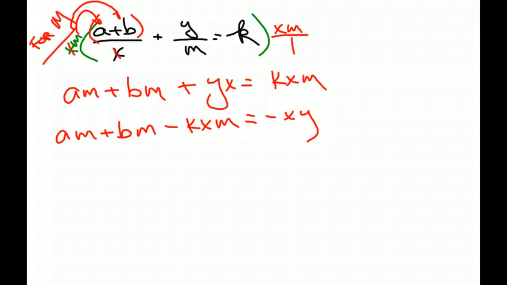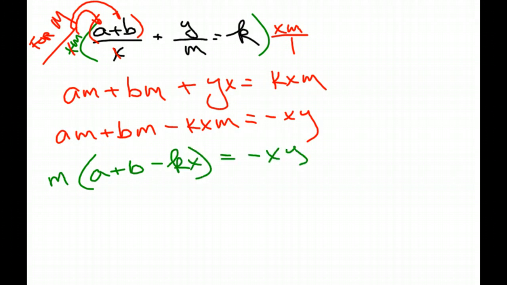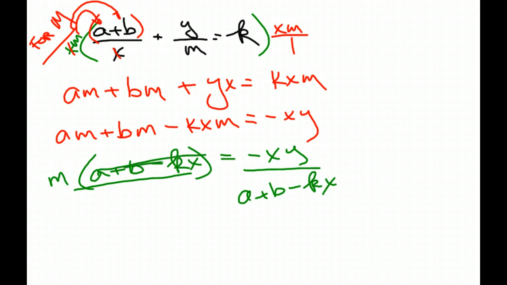Now, next step. Since we have all of the m's on the same side, we take an m out and we're left with a plus b minus kx equals negative xy. So since I want m by itself, I'm going to take all that and put it under here. So that all goes away here, and my m equals that negative xy over kx minus, or plus k.